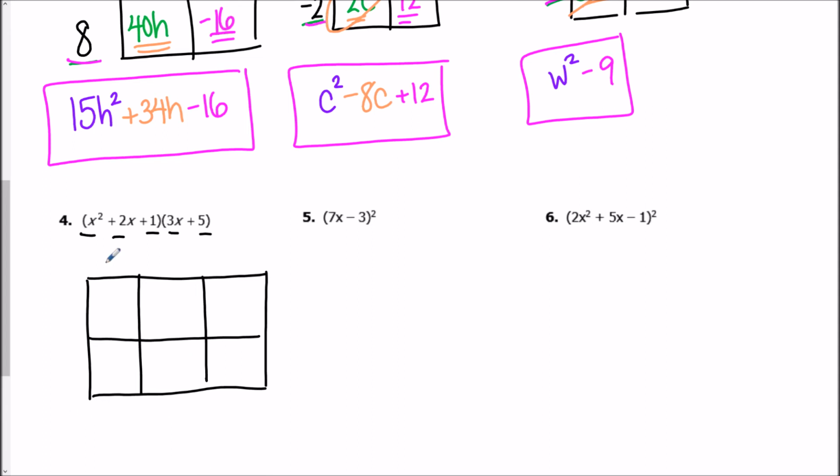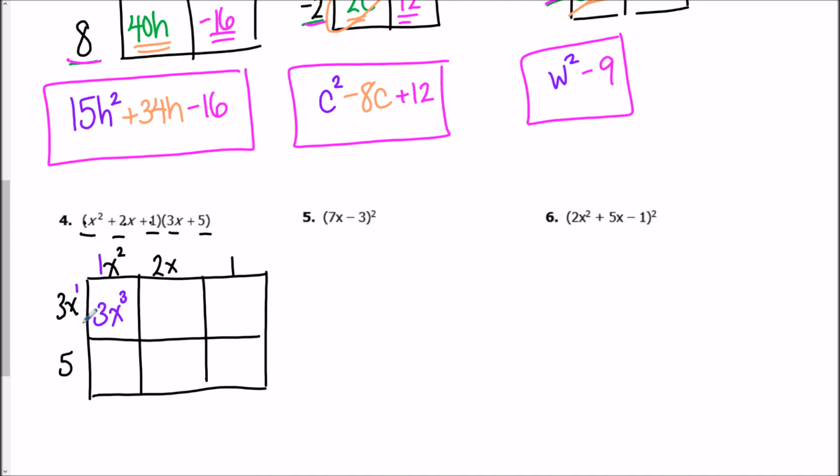Since I put the 3 on top, I'm going to put each of my 3 terms on top here. So my first term is x squared, the next one is 2x, and the last one is 1. And then over here on the left side, I'm going to put 3x right here and positive 5. So let's go ahead and figure this out. So 3x to the power of 1 times 1x to the power of 2. 3 times 1 is 3. And then when I add my exponents, I get x to the power of 3.